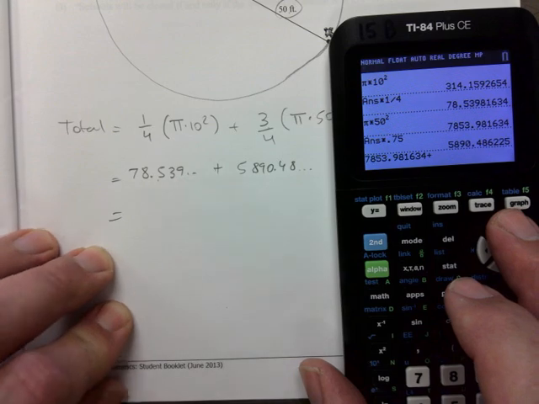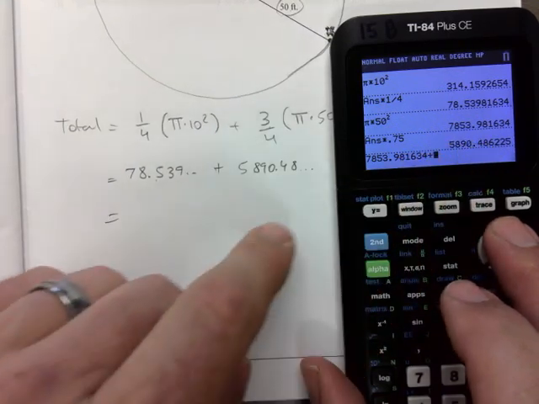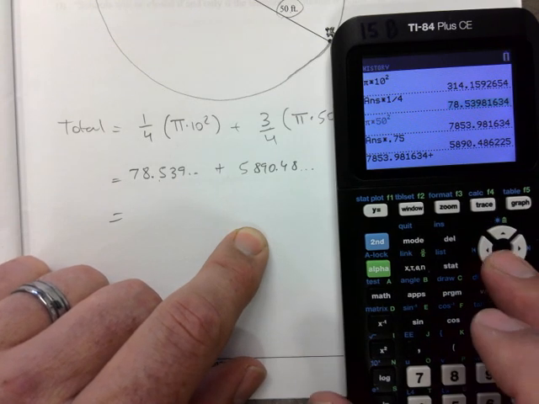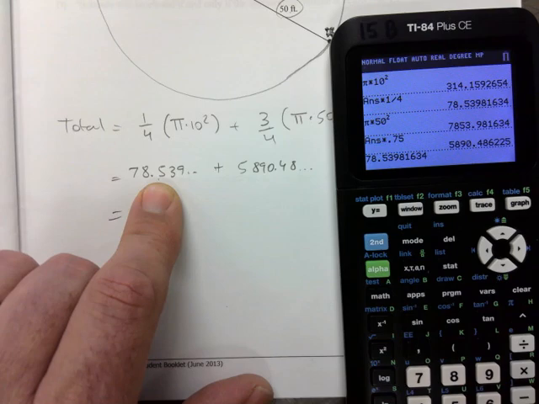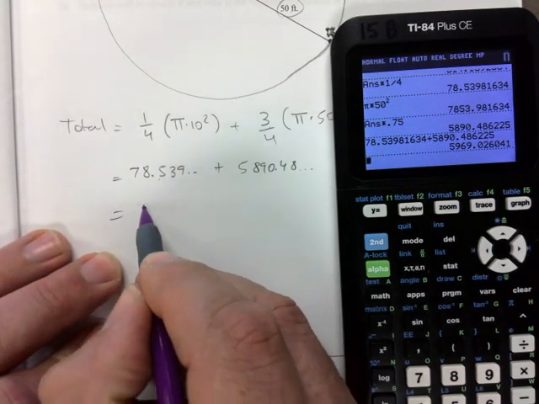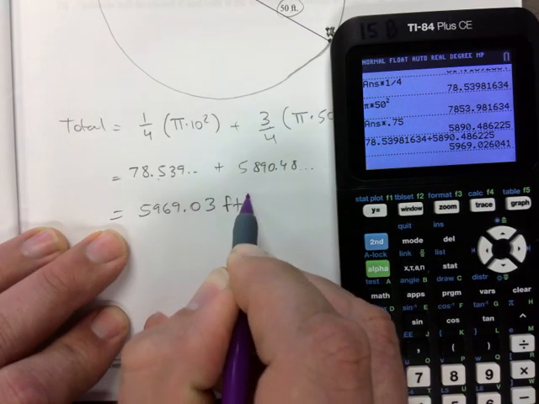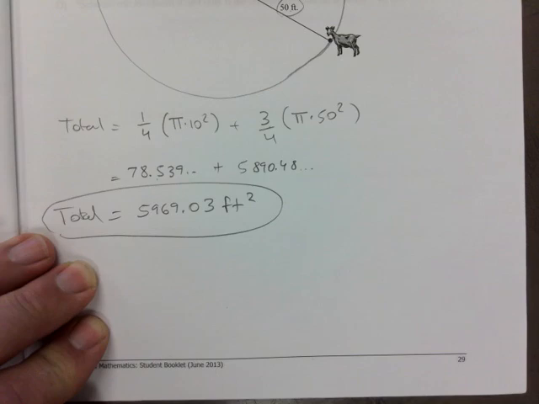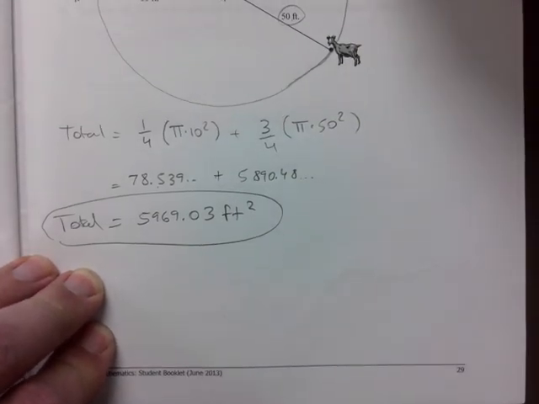Something went wrong there. This is good, but something went wrong here. Yeah, I was supposed to take that one there. Sorry, I copied the wrong one. 78539 plus 5890. And there it is, 5969.03. And we are in feet. So total area is 5969.03 feet. All right, moving on.